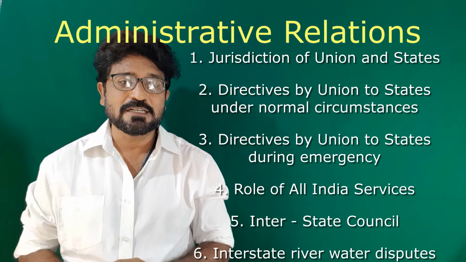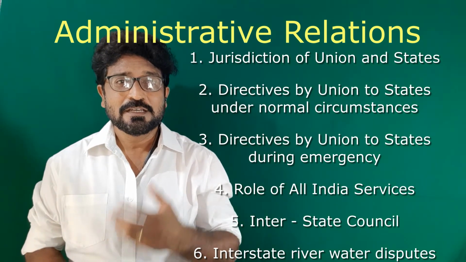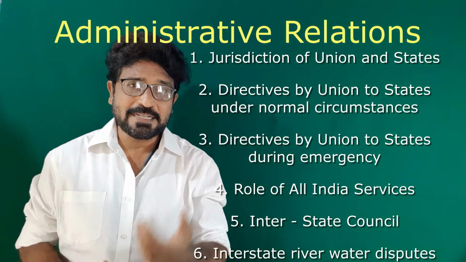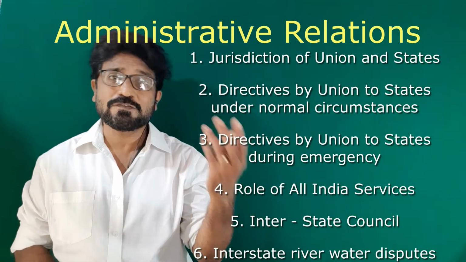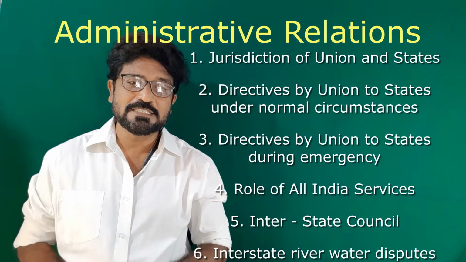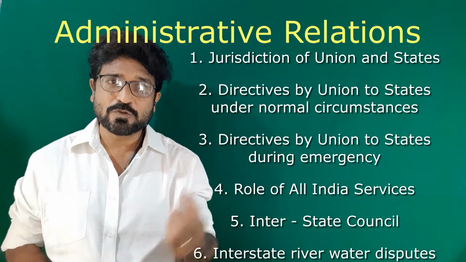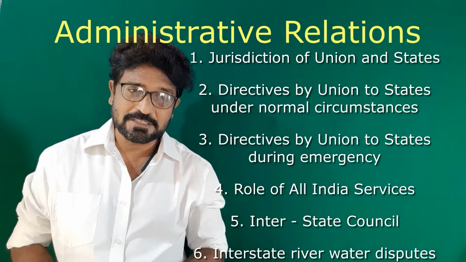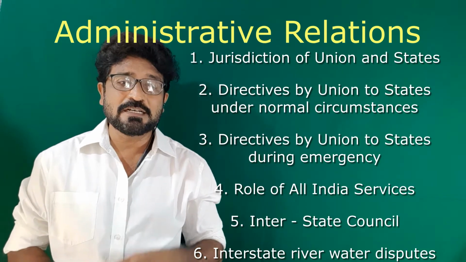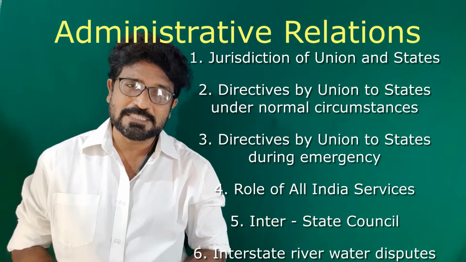The second one is the directives by the union to the state governments under normal circumstances. And the third one is the directions of the union government during emergency. And the fourth one is the role of All India services. And the fifth one is we'll study about interstate council. And the sixth one is the interstate river water disputes. So under these heads, today we are going to discuss about the administrative relations between union and states.